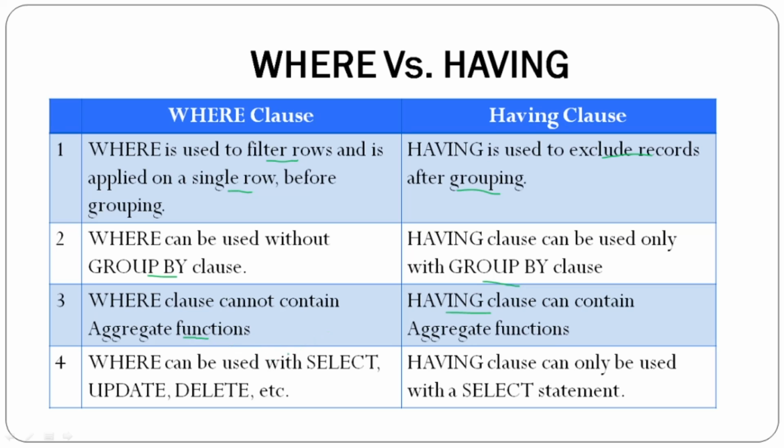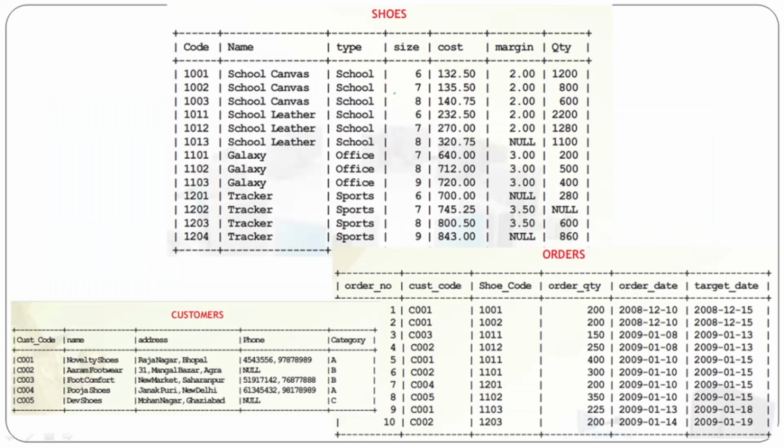Next difference is where can be used with any of the DML commands like select, update or delete, but having clause can be used only with select statement with group by clause. To explain this group by clause, I am using the shoes table, the orders and customers table.